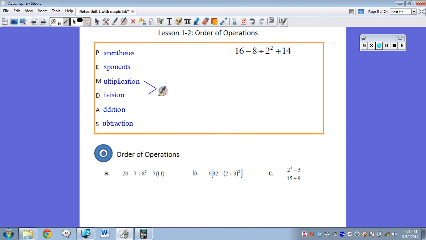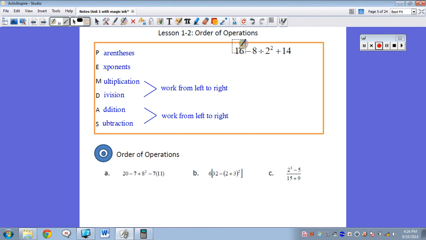Multiplication and division, you want to make sure that you work from left to right. So just because multiplication comes first in PEMDAS doesn't mean multiplication is done first. If division comes first, then you do that. And the same thing works with addition and subtraction.